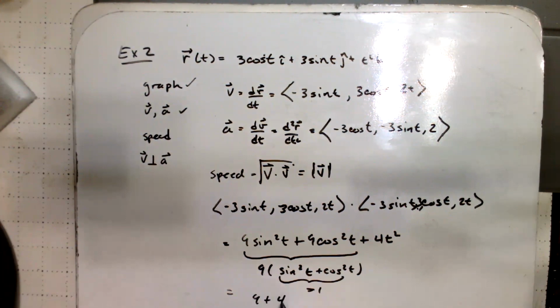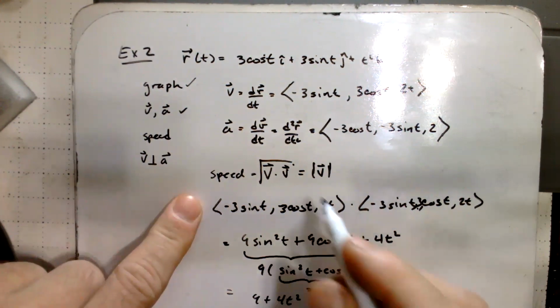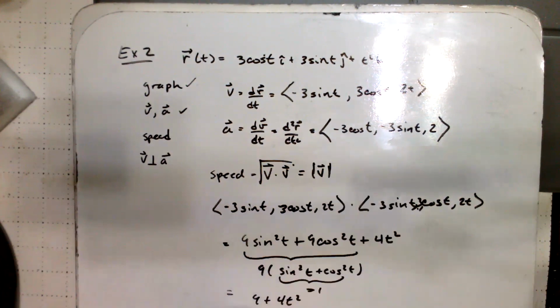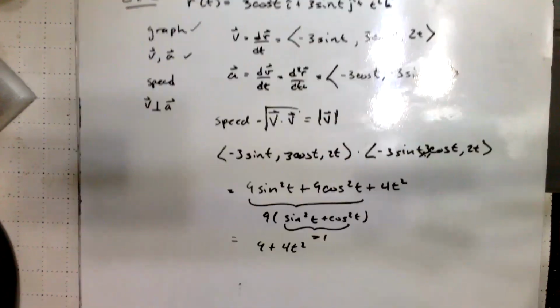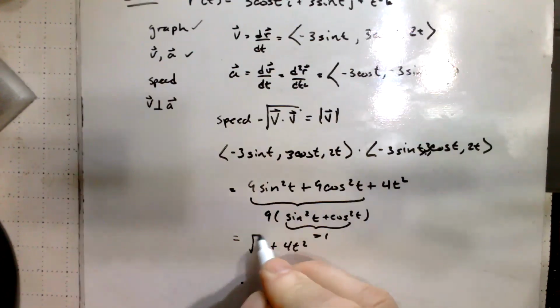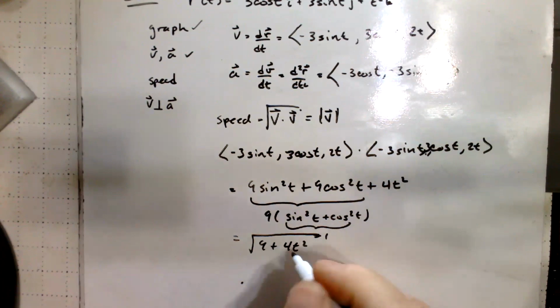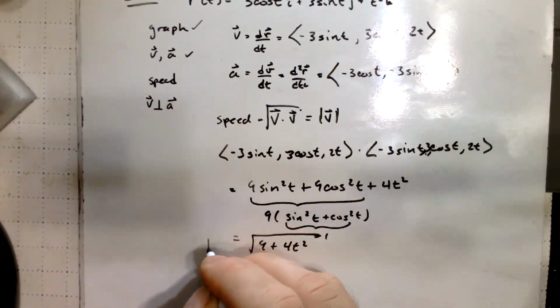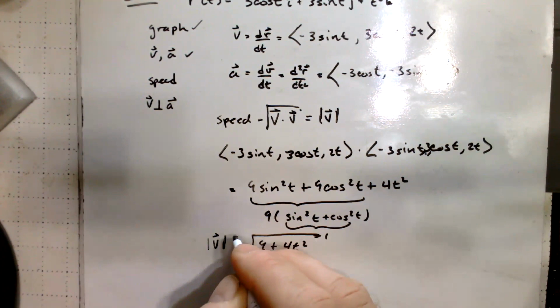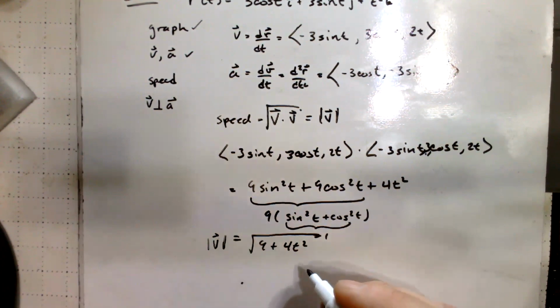9 plus 4t squared. And remember, this is under the square root, so the actual speed is the positive square root of this. So this is the speed. Okay, so that's the speed at any time t.